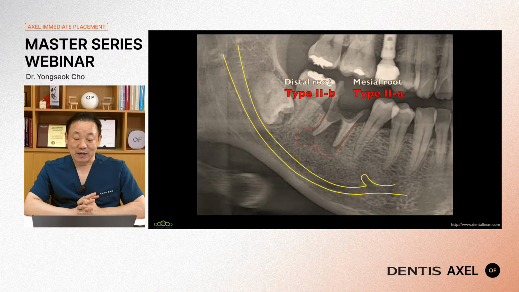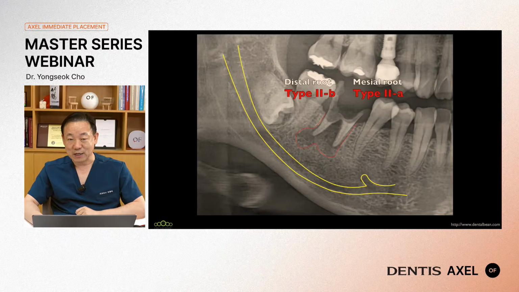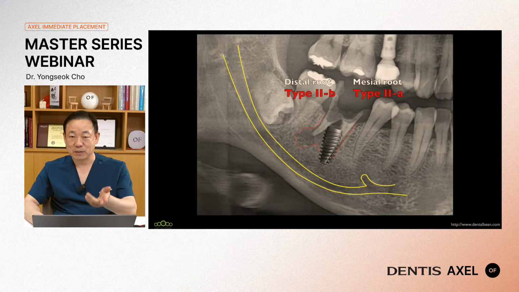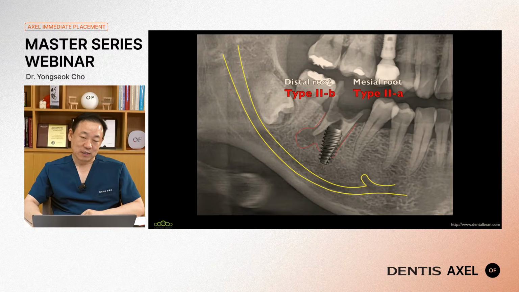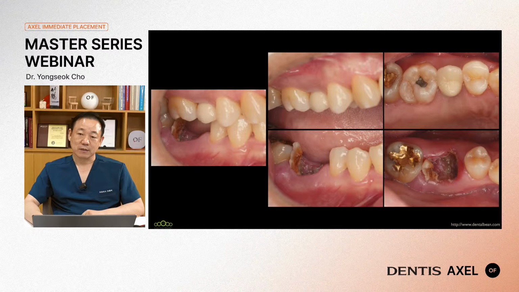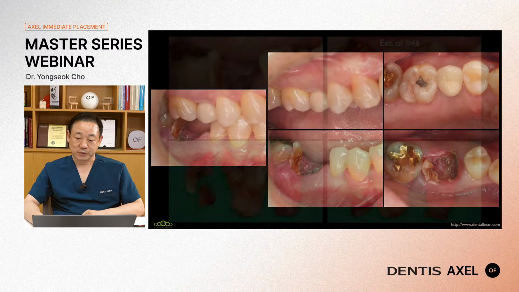Although I recognize that immediate implant would be somewhat challenging, I proceeded with the immediate implant placement after extraction in this case because I can use the medial side. Using the medial side is type 2A. Bone height is more than 5 millimeter, and tilt slightly distally. Maybe it's possible. Here is the clinical view.